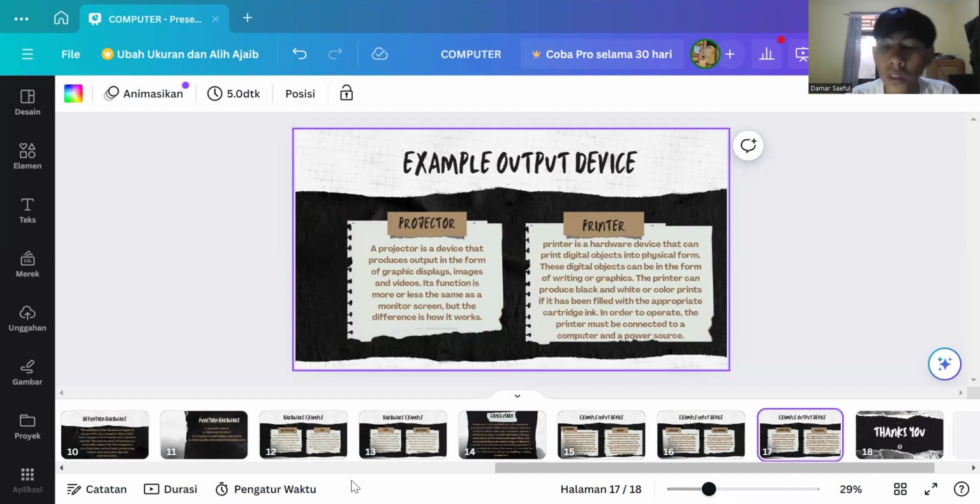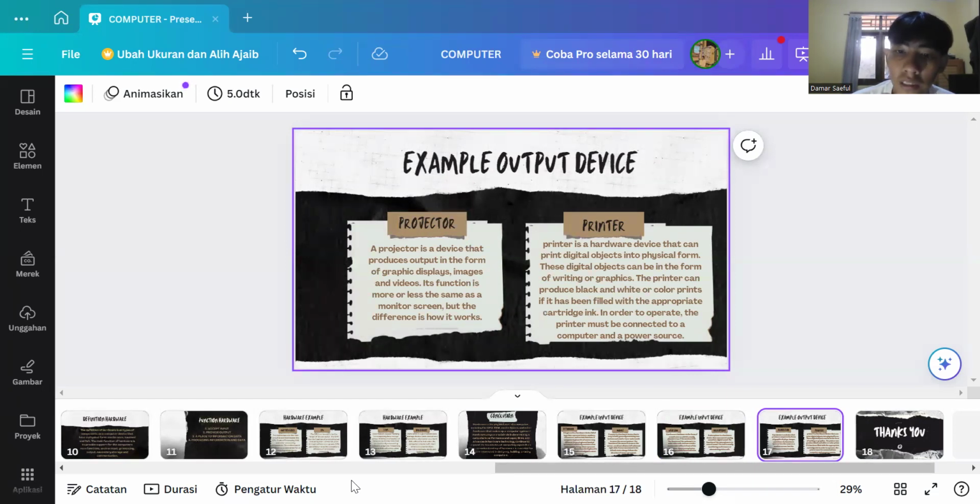And last example, output device. Projector. A projector is a device that produces output in the form of graphic displays, images, and videos. Its function is more or less the same as a monitor screen, but the difference is how it works.